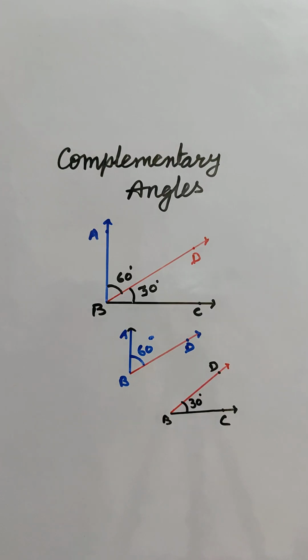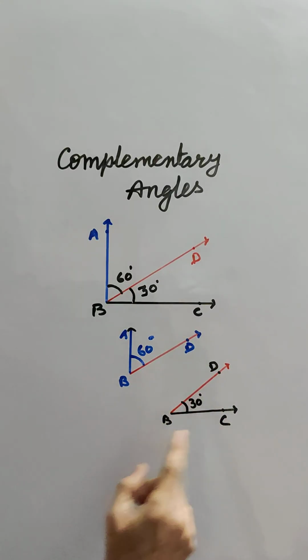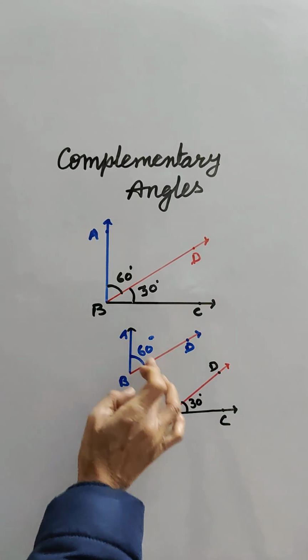Complementary angles. If the sum of the measure of two angles is 90 degrees, then the angles are called complementary angles, and each angle is called the complement of the other. Here ABD and DBC are complementary angles, or separately, angle ABD and DBC are called complements of each other.